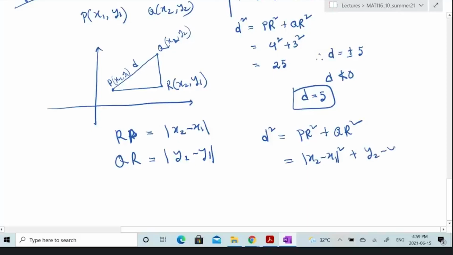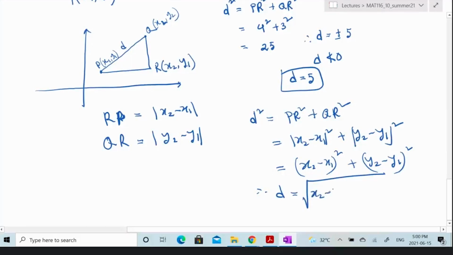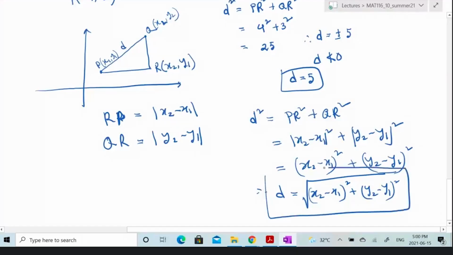plus y2 minus y1 whole square. Since it's an absolute value, it returns a positive number, so we can just write this as x2 minus x1 whole square plus y2 minus y1 whole square. Therefore, d is going to be root over x2 minus x1 whole square plus y2 minus y1 whole square, and this is the formula.